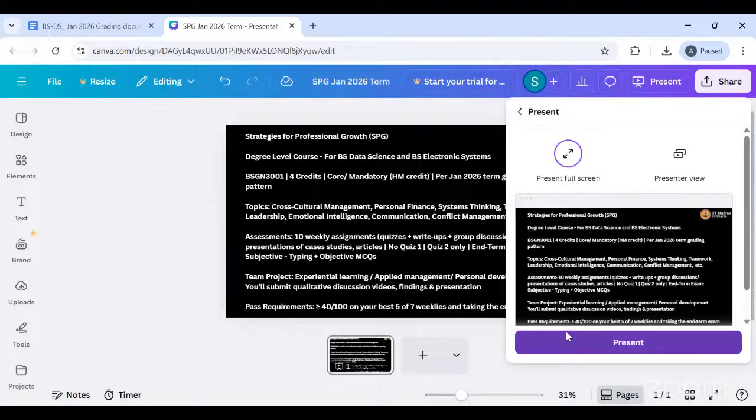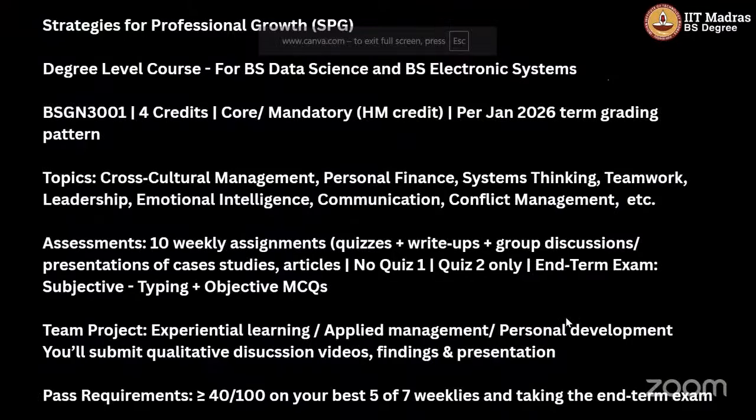The course is named Strategies for Professional Growth, in short SPG. This is a common course for both the data science degree students as well as the electronic system students. So you will be working with the BS data science students also when it comes to this course. This is a mandatory course for the HM credit, and for the grading pattern you can refer to the Jan 2026 grading pattern that has been shared by the support team.